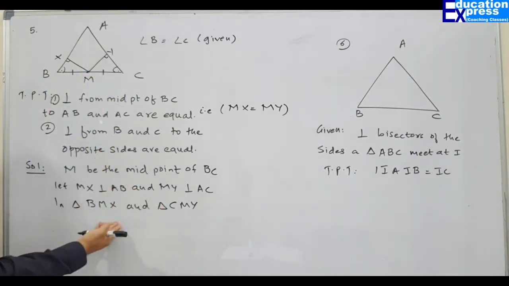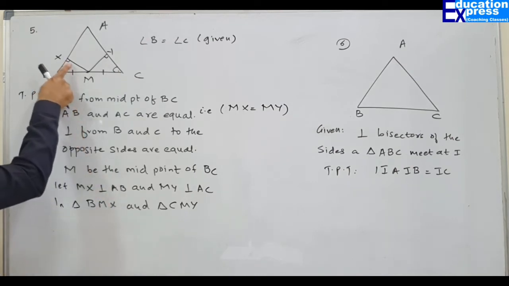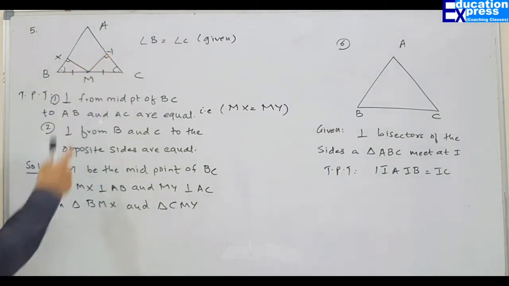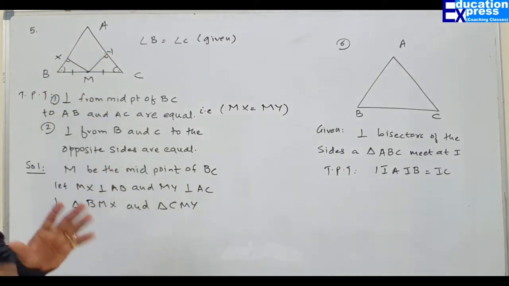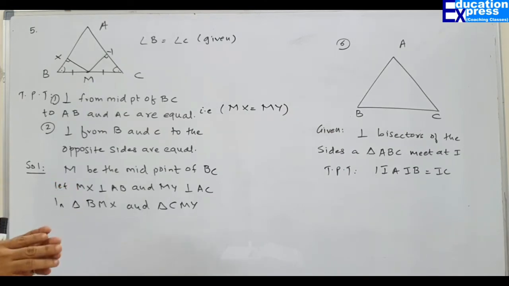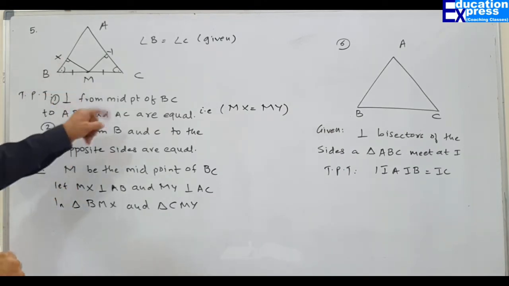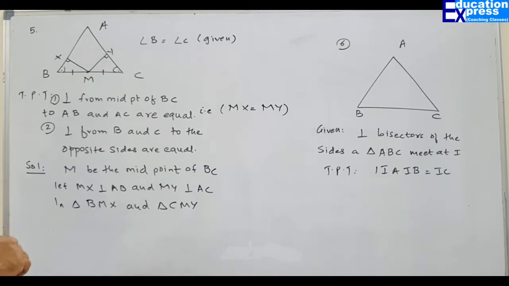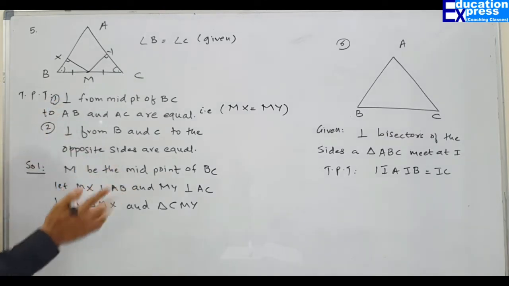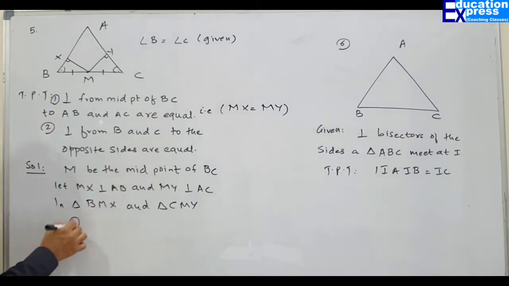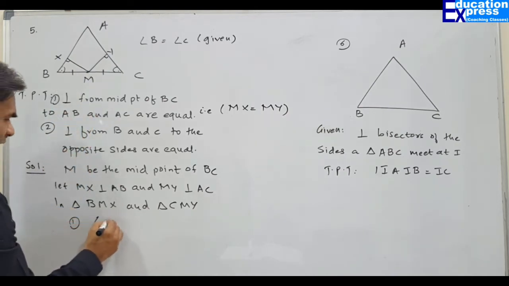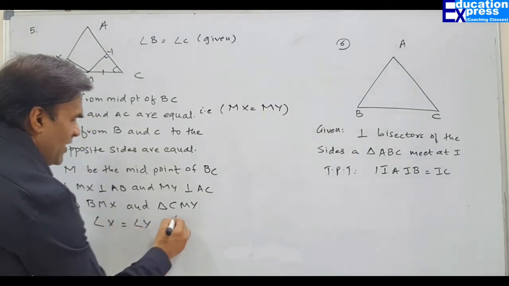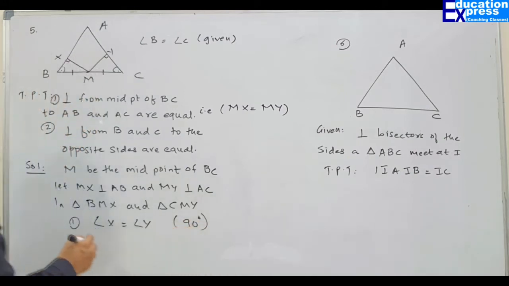Once you prove them congruent, automatically XM and MY, being parts of the triangles, are equal. There are 6 parts of a triangle, 3 sides and 3 angles. MX and MY are one pair of such parts which will be equal. So how do we go about it? First we take angle X equals angle Y. Reason: each is 90 degrees.